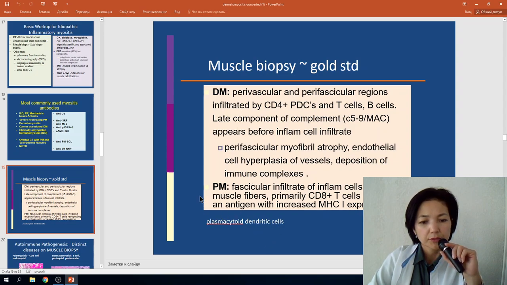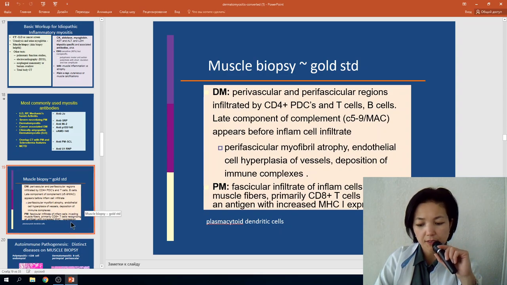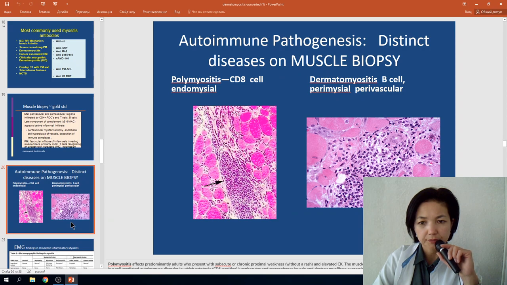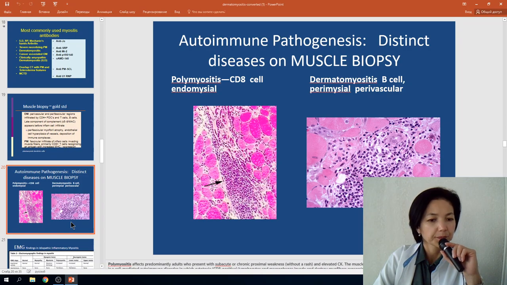There are some differences between the muscle biopsy of dermatomyositis and polymyositis. Here represented: polymyositis shows CD8 cells in the endomysium, and dermatomyositis shows B cells.